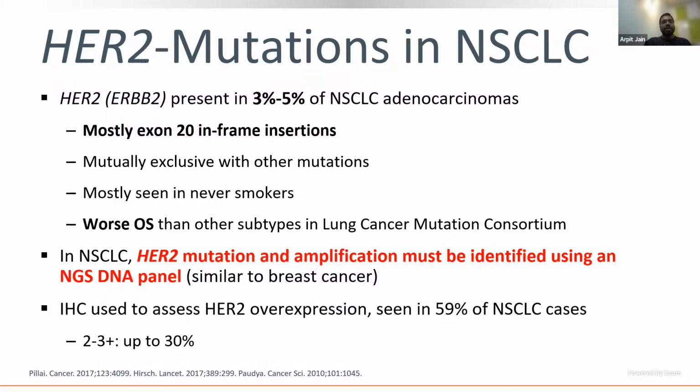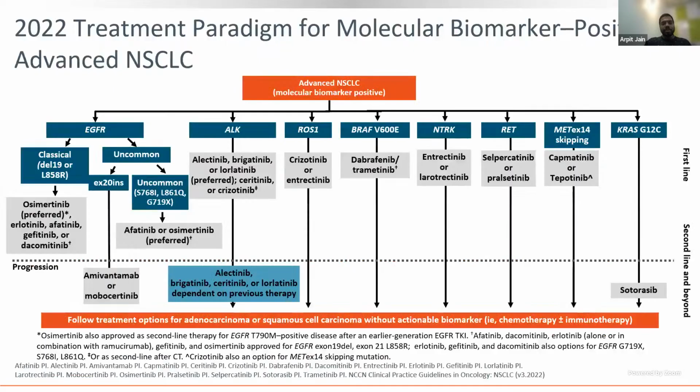Then comes HER2 mutation testing in NSCLC patients. About 3 to 5% of NSCLC adenocarcinoma harbors some kind of HER2 mutation, most commonly an exon 20 in-frame insertion. So it is again mutually exclusive. Next. So to summarize, this is the chart showing the various types of mutations which can be found in advanced NSCLC patients and the targetable drugs which are approved for such patients. Next.